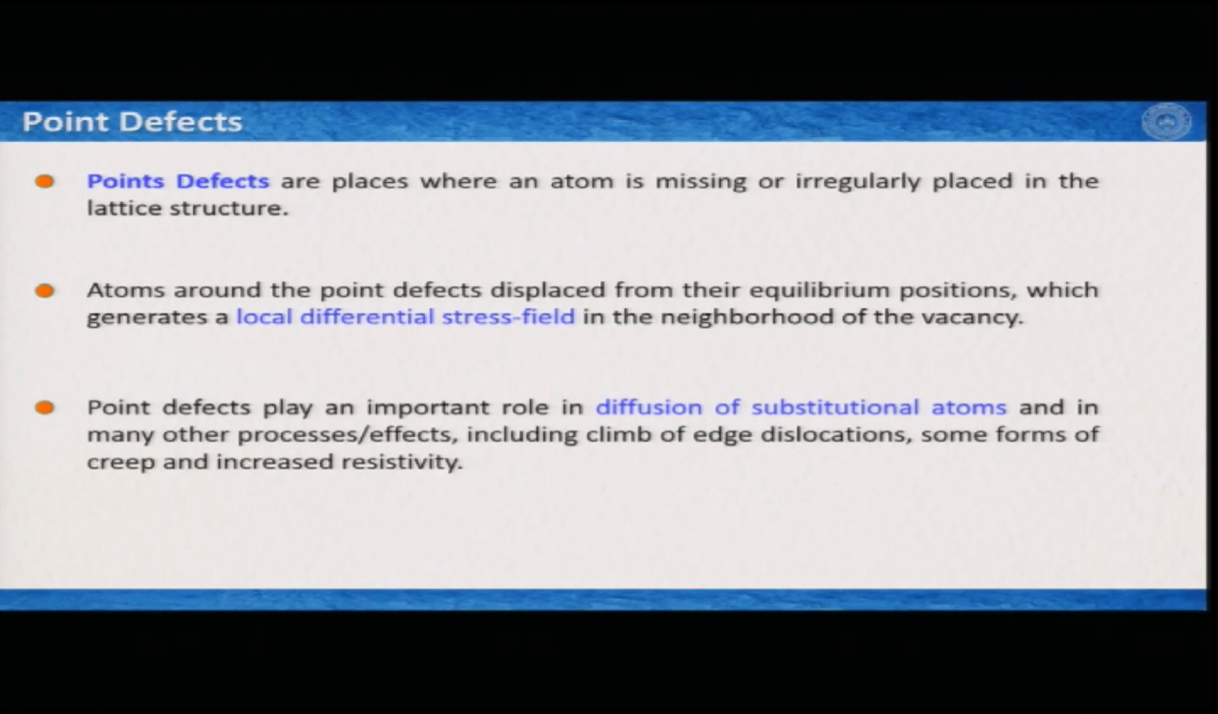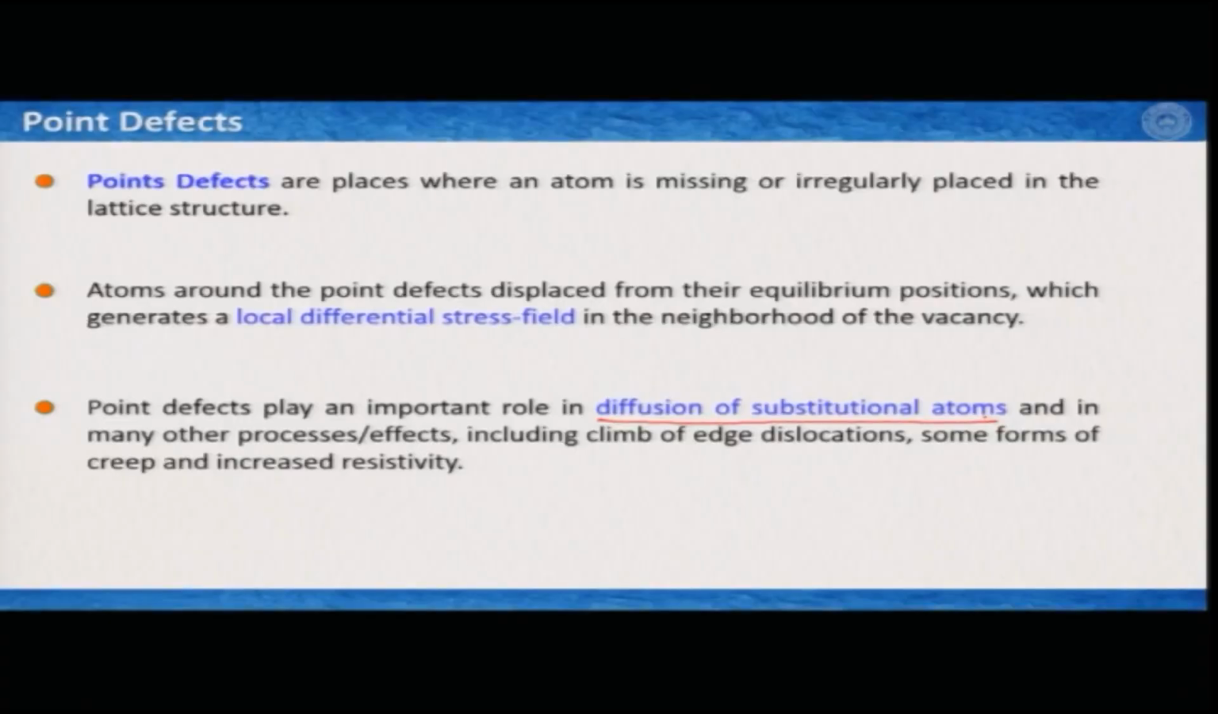local stress field is very important in determining many processes that primarily include the diffusion of substitutional atoms, and you can think of many other processes that these vacancies are responsible for. These are climb of edge dislocation, some forms of creep and increased resistivity. We will learn about diffusion and substitutional atoms very briefly in this lecture, but we will learn more later on diffusion creep when we learn the particular mechanism. But today we will look at how climb of edge dislocations happens with the assistance of point defects.